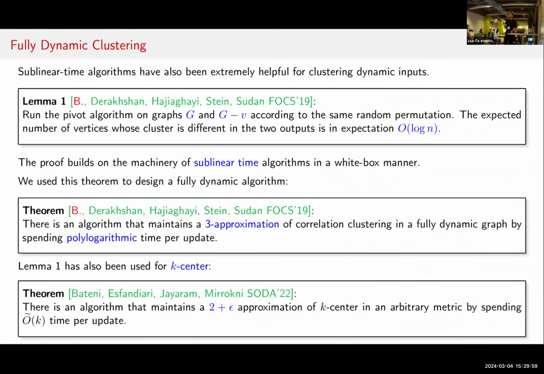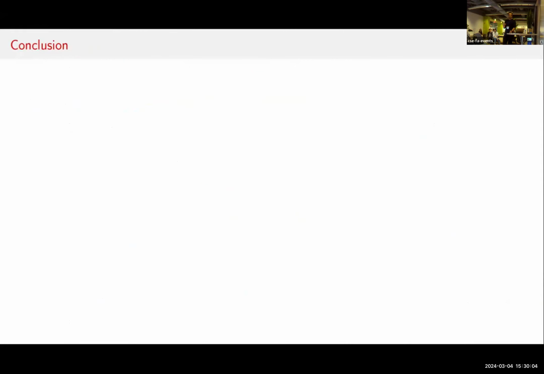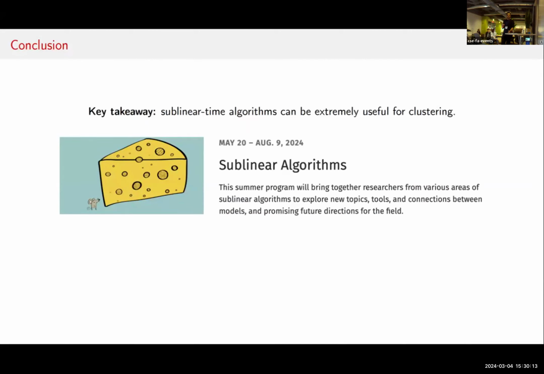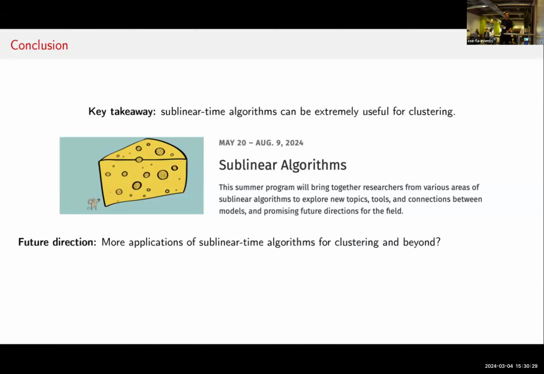Yeah, so I believe that there's a lot more to explore. And if you have an application that you think sublinear time algorithms could be helpful in clustering, I'd love to talk about that. And if you're interested in sublinear algorithms, I just want to say that there's going to be a really nice science program this summer on sublinear algorithms. I'll be there. So yeah, if you want to chat, that would be a great place to attend.